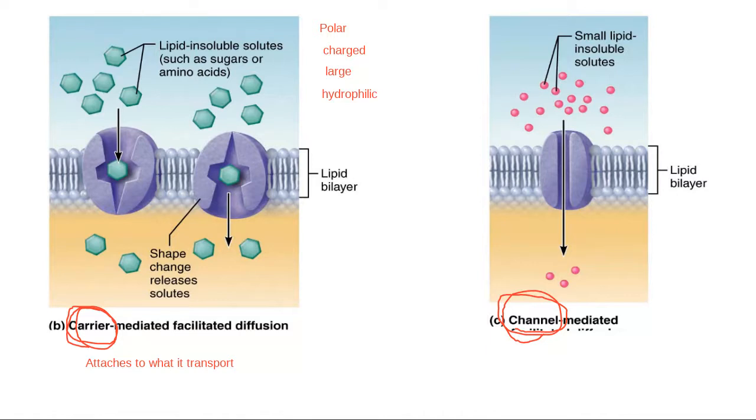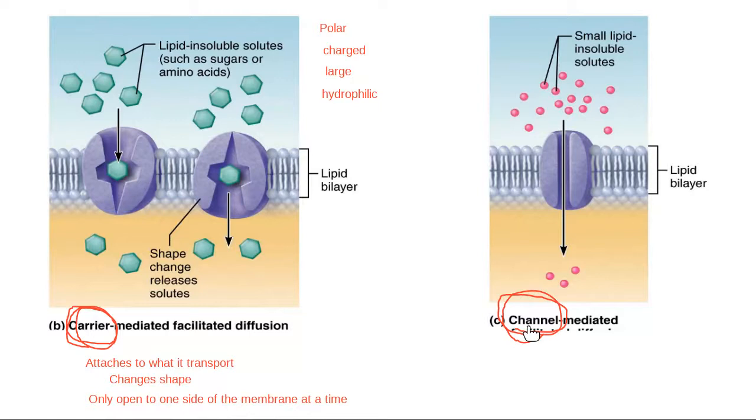So carrier proteins attach to what they're transporting, and they change their shape to get it from one side to the other. With a carrier protein, carrier proteins are only open to one side of the membrane at a time. They're either open to the outside or they're open to the inside. They're not all the way open to both sides of the membrane. They're attaching to what they transport, and then they're changing their shape so that they open up on the other side to move it. That's a carrier protein.